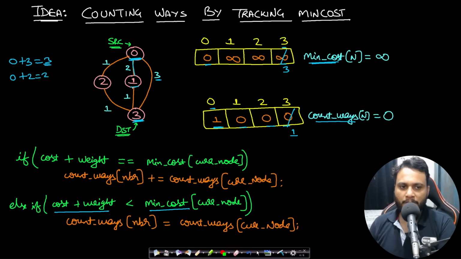So it is 2. Already known cost at 1 is infinity. So update it to 2 and the number of ways here will be equal to the number of ways to reach 0, which will be 1, right?